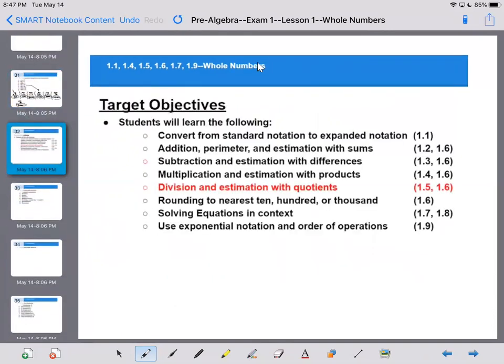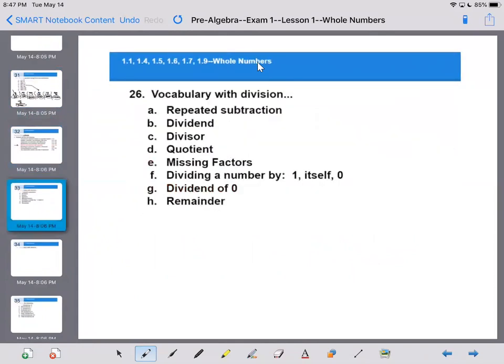And next we'll look at division and estimates with division. So anytime you hear repeated subtraction, well, that just means you're subtracting over and over and over. Well, that's what we do with division. Division is we just cut that down. When we're talking about dividing numbers, we have our dividend, we have our divisor, and we have our quotient.